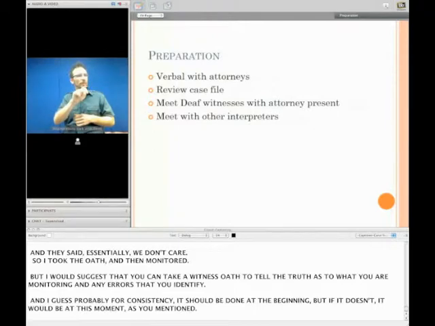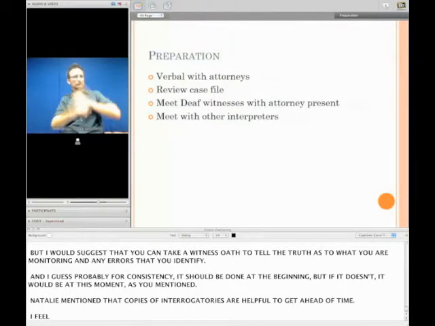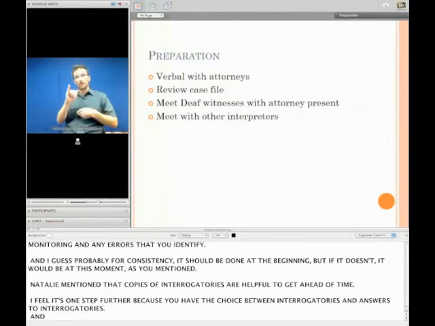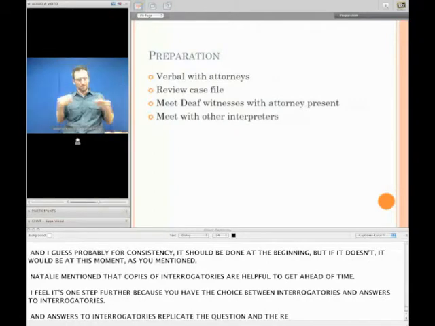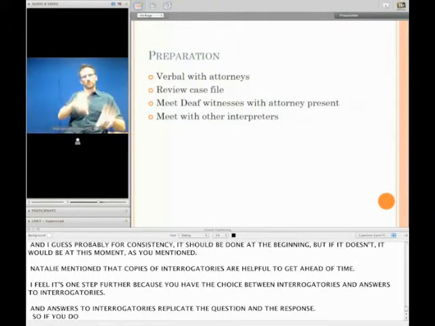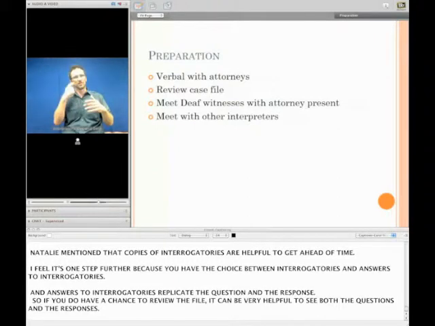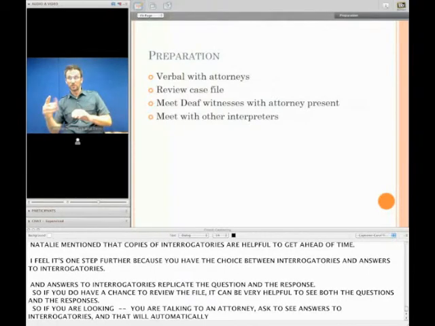Natalie mentioned that copies of interrogatories are helpful to get ahead of time. I go one step further because you have a choice between interrogatories and answers to interrogatories. And answers to interrogatories replicate the question and the response. So if you do have a chance to review the file, it can be very helpful to see both the questions and the response. If you're talking to an attorney, ask to see answers to interrogatories, and that'll automatically get you the questions.